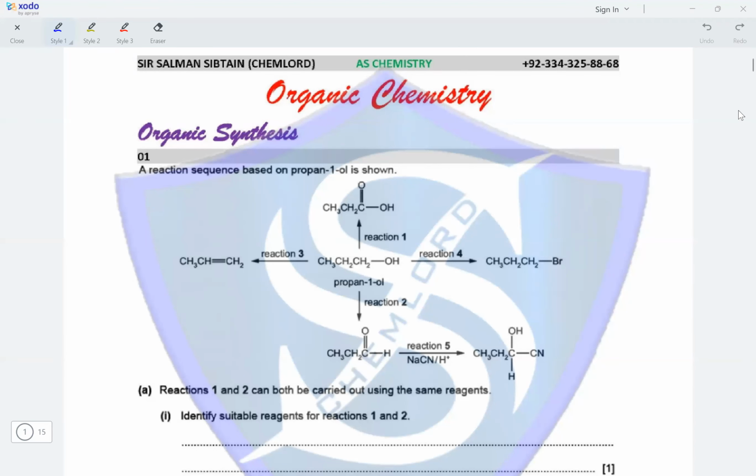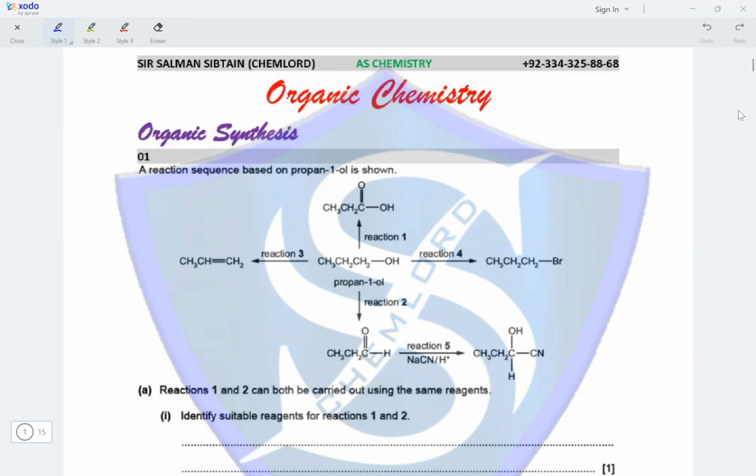Going back to propanol, it is converted into an alkene in reaction 3, which is dehydration, and it is converted into a bromopropane molecule, which is nucleophilic substitution. So reactions 1 and 2 can both be carried out using the same reagents. Yes, because both are oxidation.